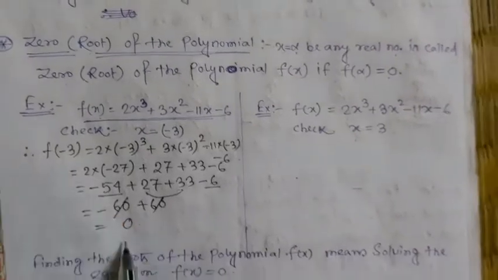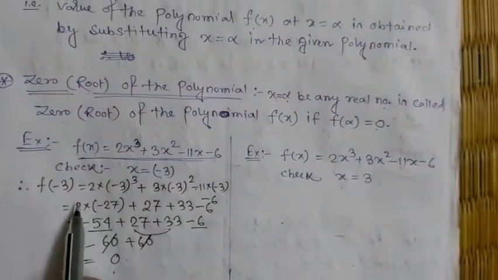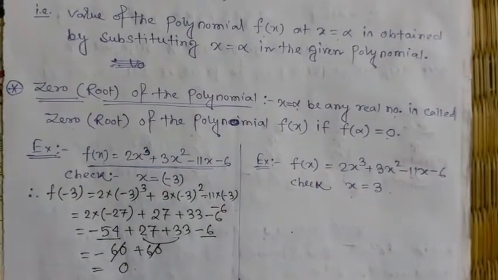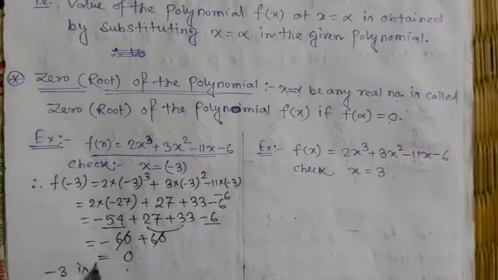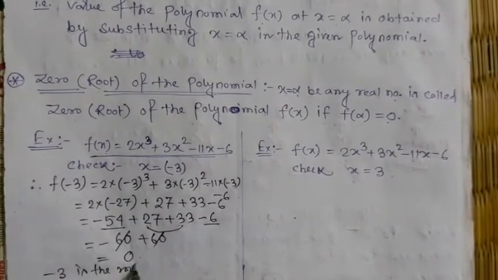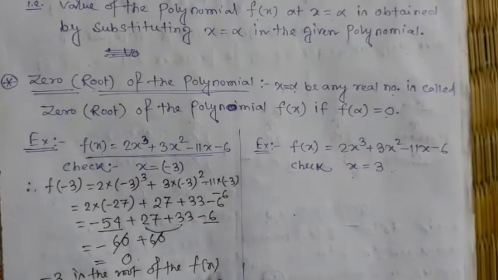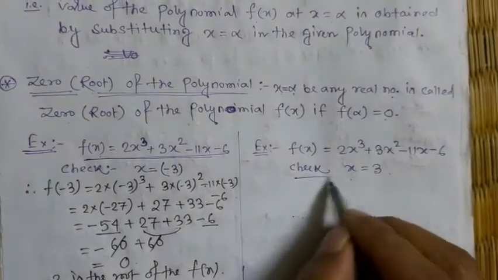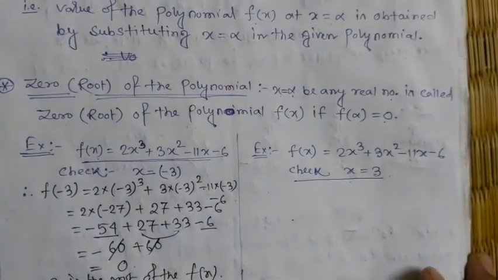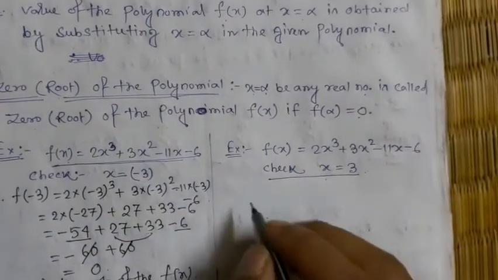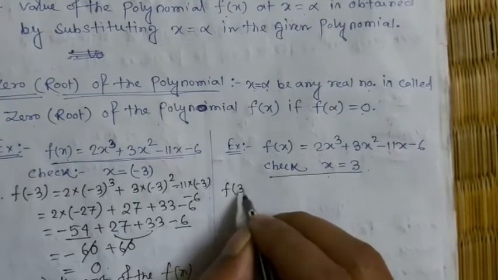So f of alpha is 0. That's why -3 is a root of the polynomial f(x). Okay, now we will check whether x equal to 3 is a root of this polynomial or not. So we have to find f of 3.